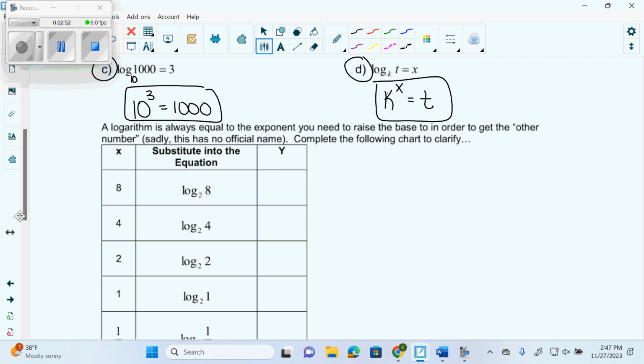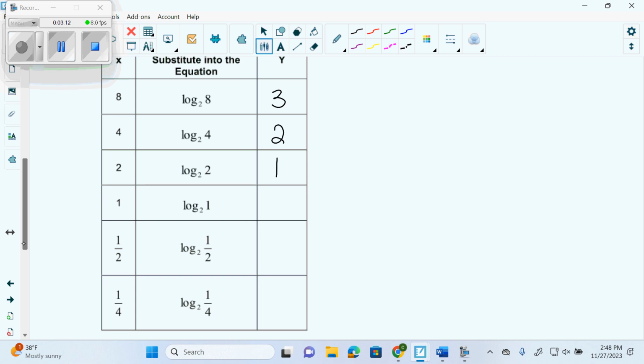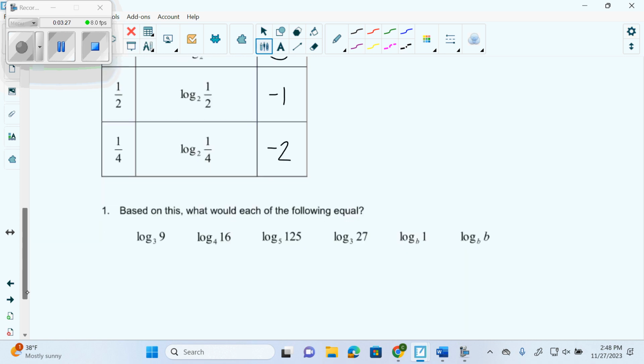When I put log base 2 of 8 into my calculator, what is it doing? It's doing 2 to what power is 8? What's the answer? 3. And then this one's saying 2 to what power is 4? 2. And then this one's saying 2 to what power is 2? 1. Then this one is 2 to what power is 1? 0. 2 to what power is a half? Negative 1. And 2 to what power is a quarter? Negative 2.